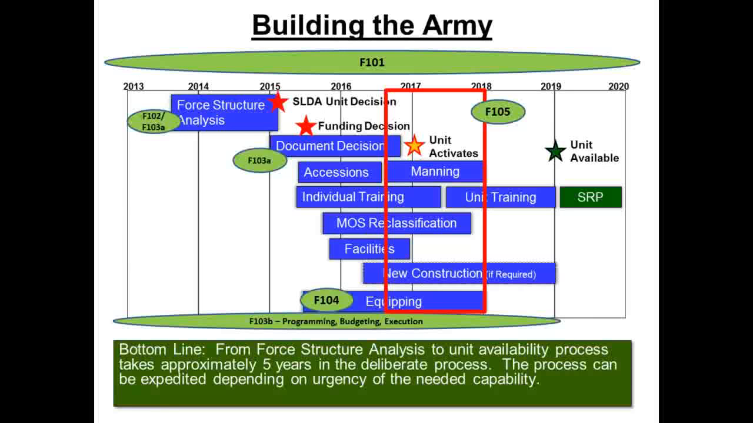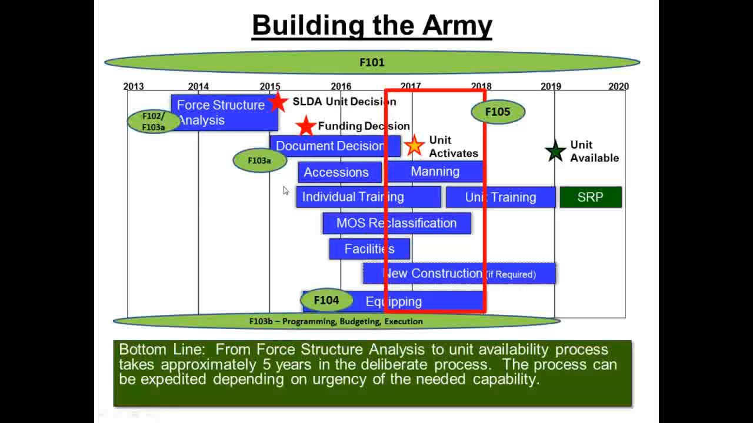So that then takes us to building the Army. This is just kind of a snapshot over time, how it goes out. You come up with an idea back in 13. These blue blocks show you all the different big muscle movements that take place to build a unit. And then the little green circles show you all the F100 classes with strategic change management taking place all over the time. F103, F104, F105 is the red box here. And then eventually you get a unit available.